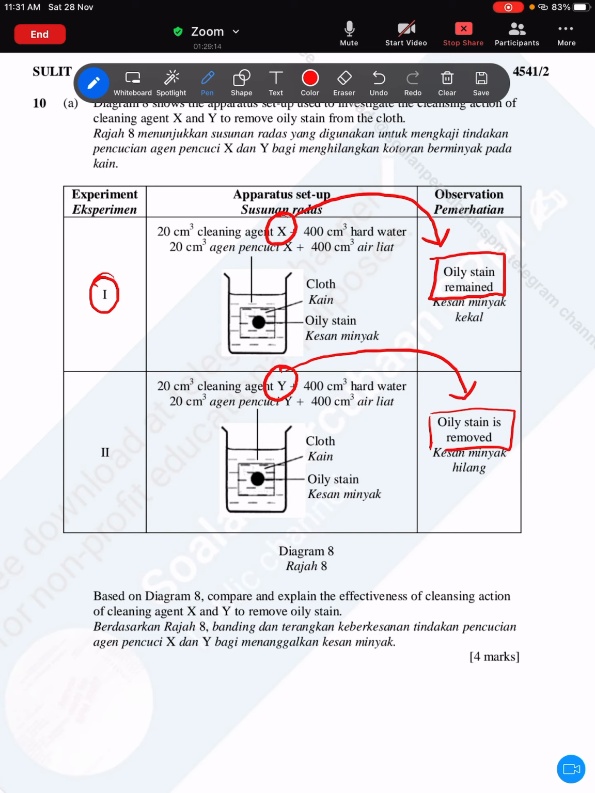Why is there a difference in the result? Because I'm using hard water. Guys, what do you mean by hard water? Doesn't it mean the water is hard? No. Okay, what do you mean by hard water? Tell me.